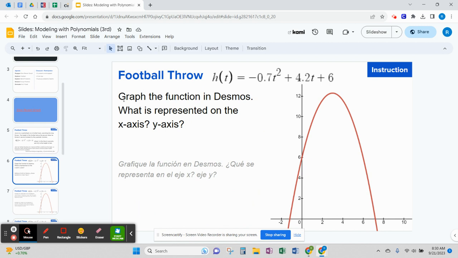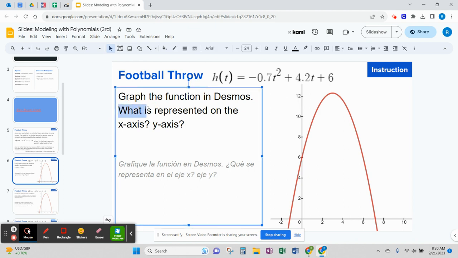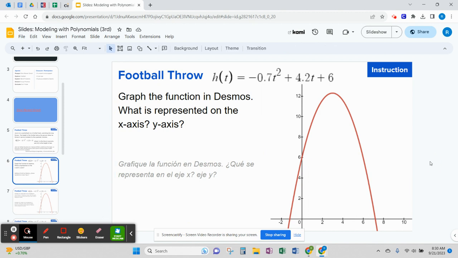First thing we want to do is graph the function. Desmos, boom, we've done that. And let's start by asking the questions, what is represented on the x-axis and the y-axis? On our x-axis, that is going to be our time, which is represented by t in our equation. That's the same as where we normally see x in our equation. That's our independent variable. That's our input into the problem.